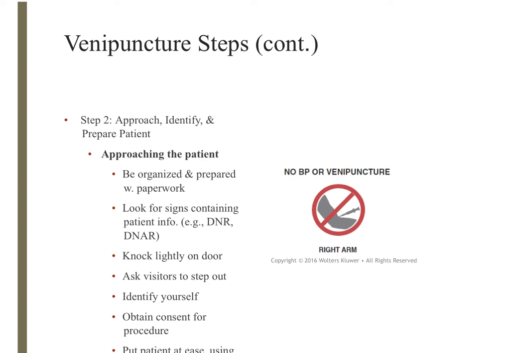All right, we are going to approach, identify, and prepare our patient, okay? So you need to be organized. You need to look for signs containing patient information like do not resuscitate, no blood pressure or venipuncture in the right arm. You need to knock lightly on the door. We can ask visitors to step out. Sometimes patients don't feel like they have the right to do that because it's family, but they may want privacy.